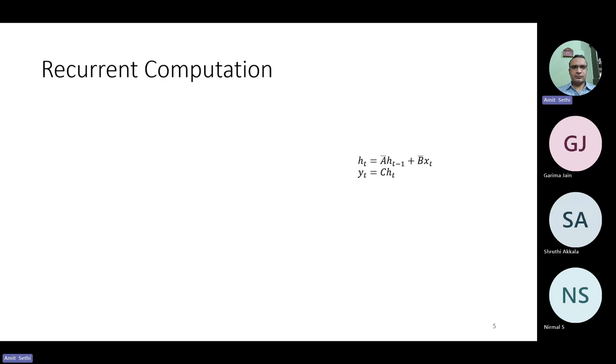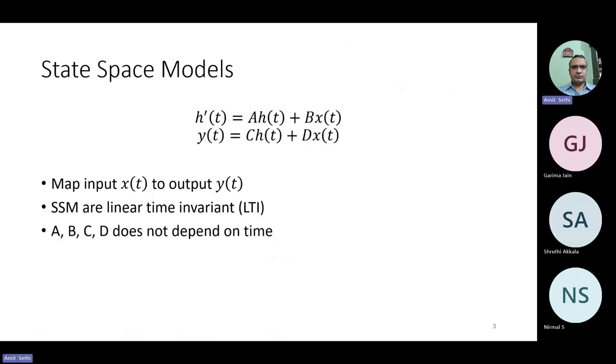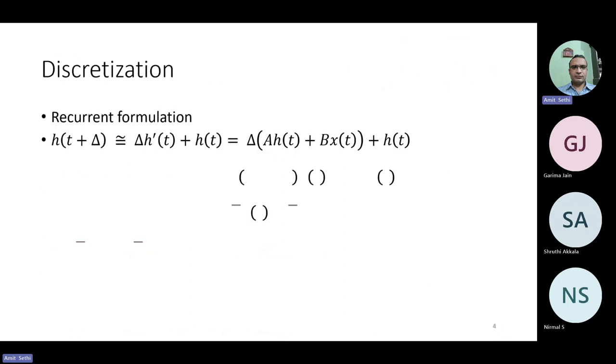Why is it A bar, B bar rather? For each input token, it will be the same. So with t, A, B, and C don't change. But what is the reason for the bar? When we linearize this equation, if this is the initial A, B, and C, when we discretize, it becomes something different. Yeah, so we need this discretization parameter.